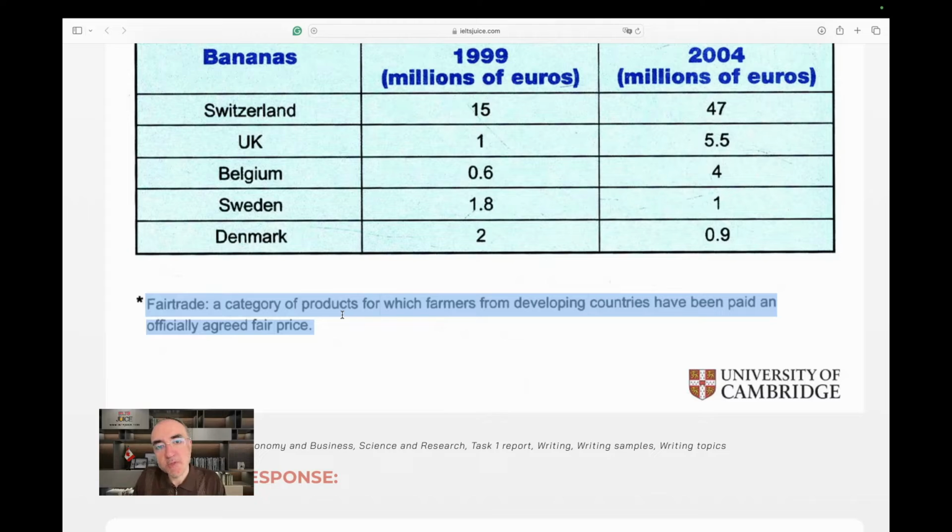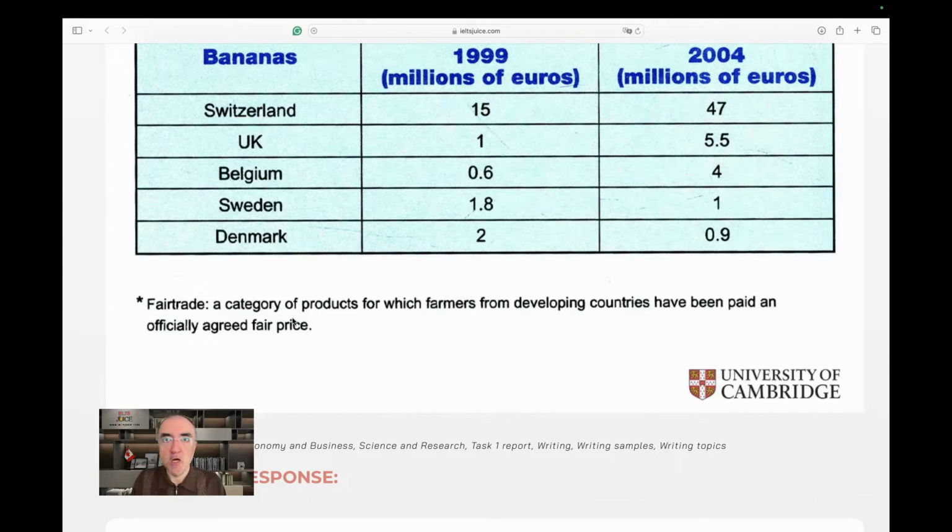IELTS puts this in the visual. Now hear me. This is part of the visual. It is not extra information. We must not ignore the footnotes. IELTS gives you as part of the visual. So whatever you see, we report whatever we see, and this is something we can see. So this has to be reflected in our reports every time.